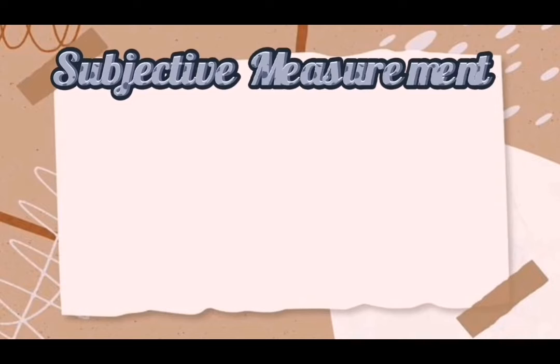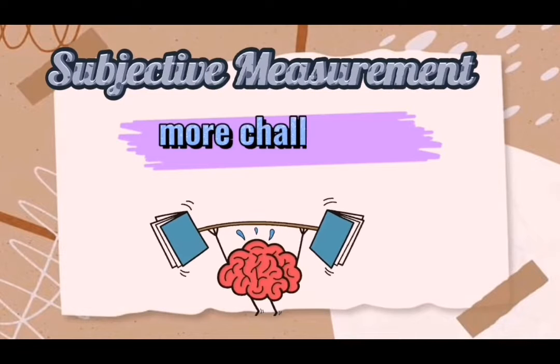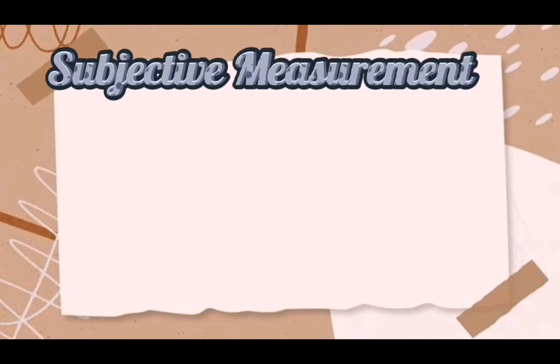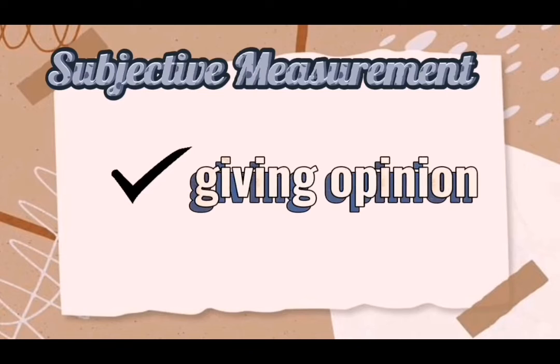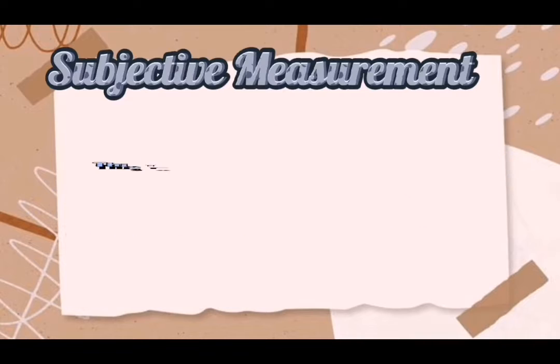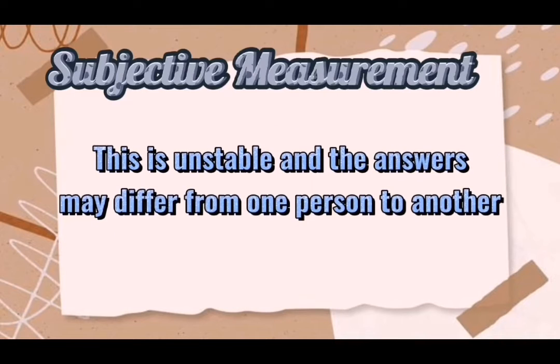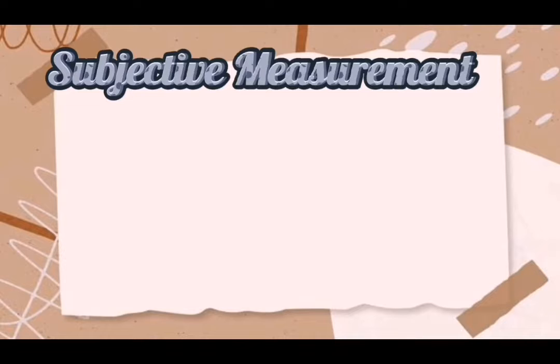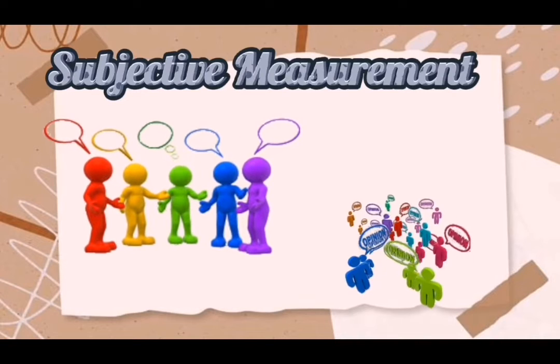Subjective measurement. This is more challenging. These tests are evaluated by giving opinion or general impression based on their perception. This is unstable. The answers may differ from one person to another, and answering might be affected by the learner's opinion.